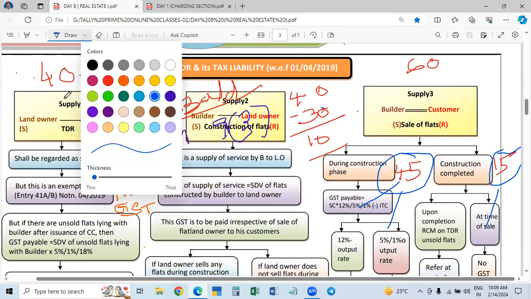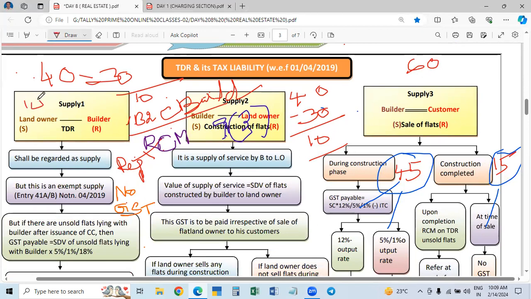For example, if the total construction contracted amount is 100 flats, the builder will share in the agreed ratio. So in this case, we take 40 flats to the landowner and 60 flats to the builder. The landowner will sell his flats and the builder will sell his flats. In this case, what is the procedure and what is the taxability?